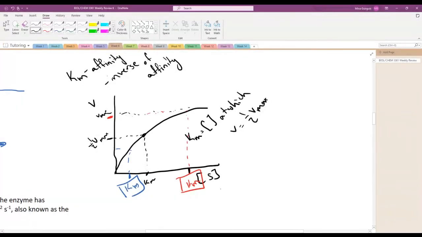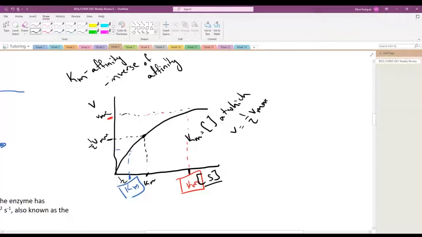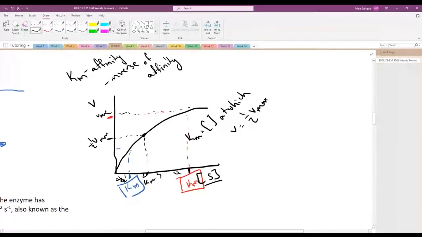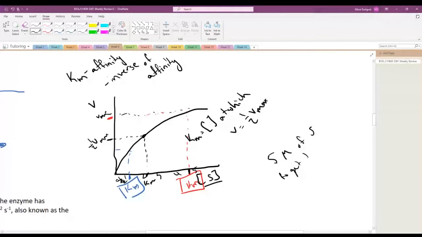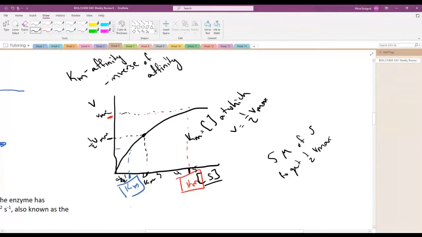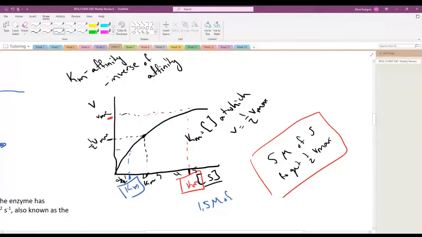Okay. What the red one is telling us is that you need, let's throw some units in here, 1, 2, 3, 4, 5, somewhere like 5 molar of substrate to get 1/2 Vmax, right? Whereas if it were blue, oh, and I'm going to put this in the red box so that we know that we're talking about the red one. I apologize, I should have written that in red. If we're talking about the blue one, you need like 1.5 molar of substrate to get 1/2 of Vmax.